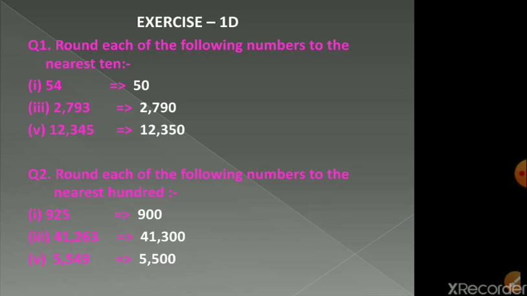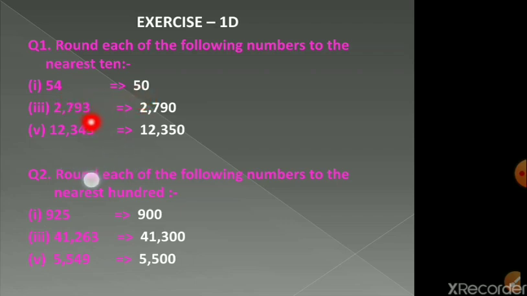Exercise 1D, the first question. Round each of the following numbers to the nearest 10. So when we are rounding off the number to nearest 10, we will always check the units place or the ones place. Now check the units place. It's having 4, which is less than 5. So there will be no change in the tens place. So our answer will be 50.